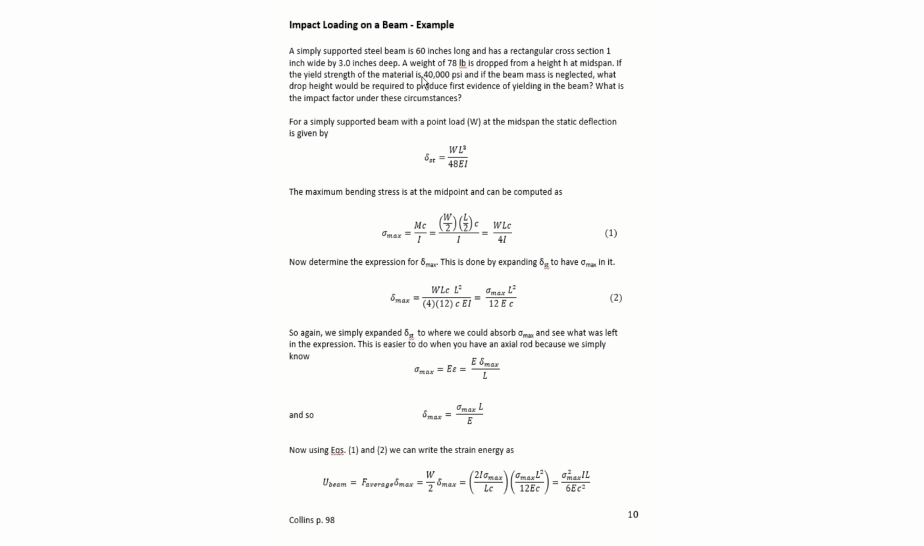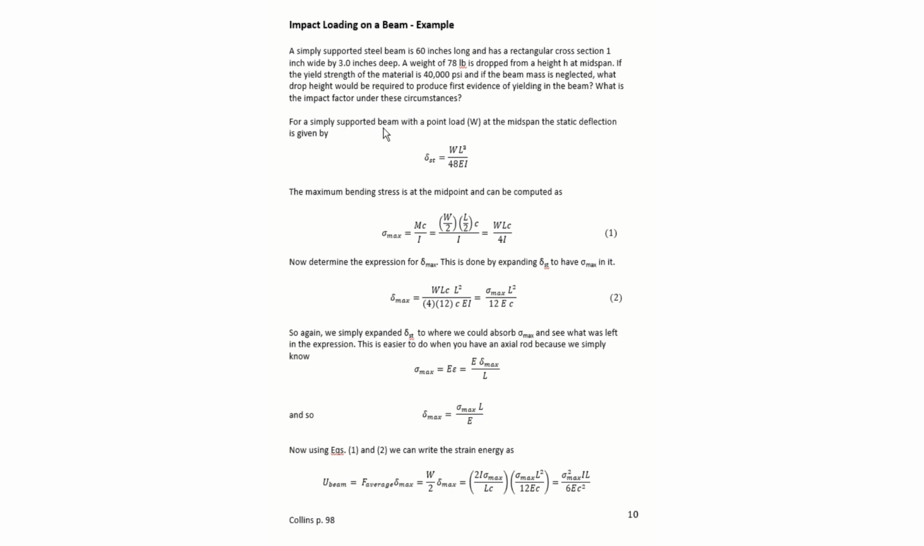If the yield strength of the material is assumed to be 40,000 psi, and if the beam mass is neglected, we want to find out what drop height would be required to produce first evidence of yielding in the beam, and what the impact factor is under these conditions. So the first thing we want to do is come up with a stiffness for the beam and then apply that to find the strain energy and compare it to what it would be at failure.